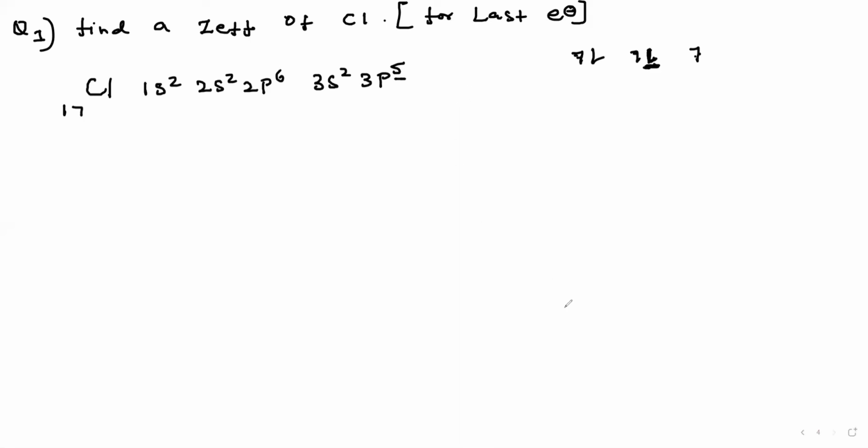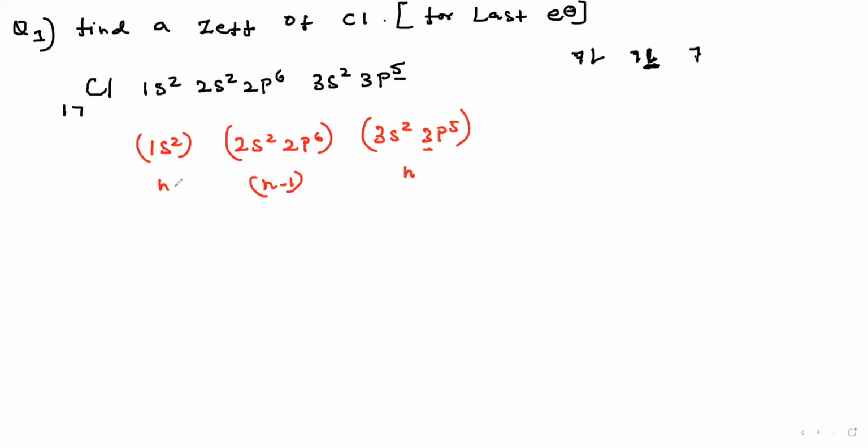Now you can separate it in the Slater rule manner. What is the Slater rule? 1s2 separately, then 2s2 and 2p6 together, then 3s2 and 3p5 together. So this is n, this is n-1, this is n-2. What is n, 7 or 6 electrons? Only 6, because I am going to find out this fifth electron.